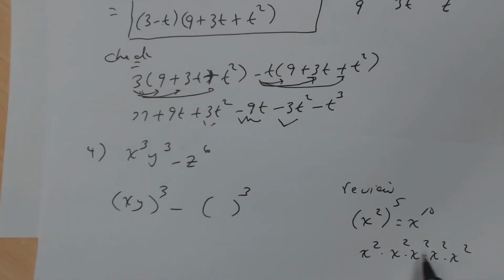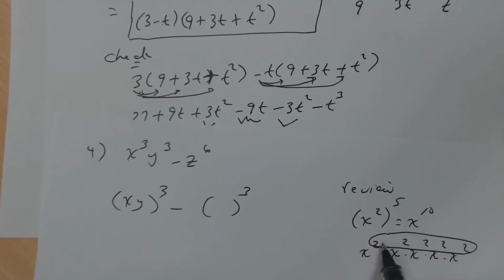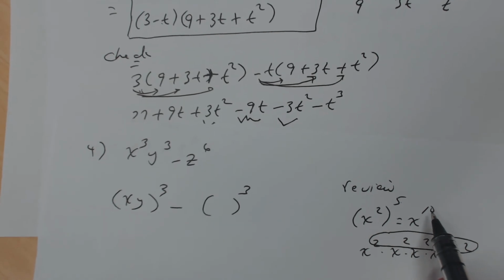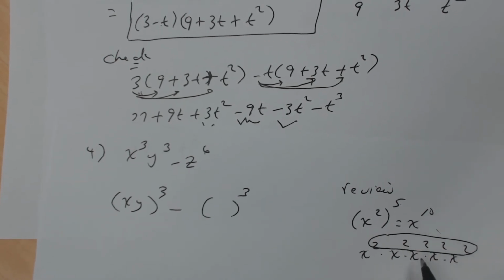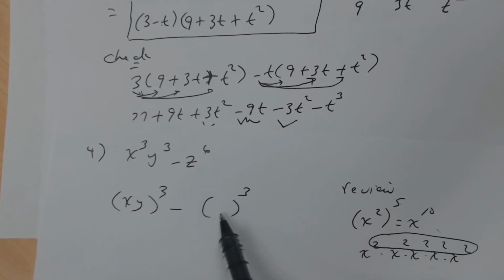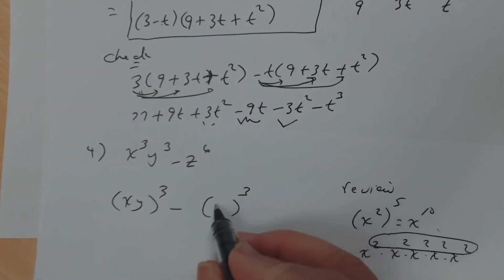And so when you multiply like bases, you add exponents. So 2 added to itself 5 times means 5 times 2, so that's 10. So when you have a power raised to a power, you multiply the powers, and you get 10. So that's x to the 10th. So over here, the same idea. So what cubed is going to be z to the 6th?